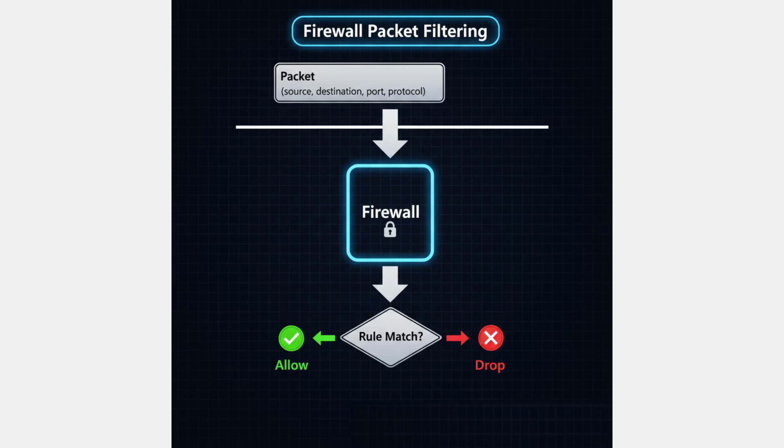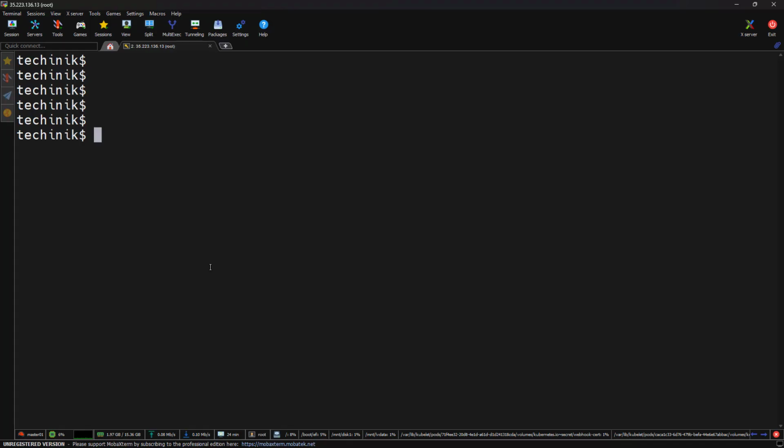Now that we have understood what a firewall does conceptually, let's see how Linux exposes firewall controls on enterprise systems. On RHEL based systems like RHEL, CentOS, Rocky or Alma Linux, the default firewall is firewalld. This is the firewall you encounter on most production servers. So let's go to the terminal first.